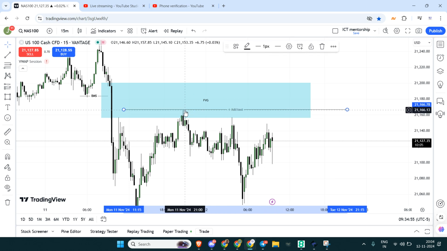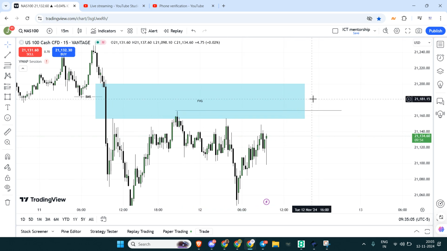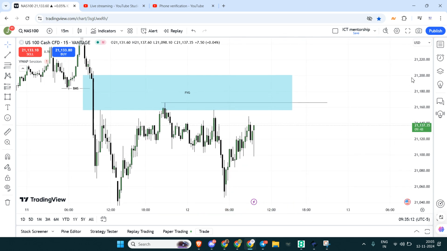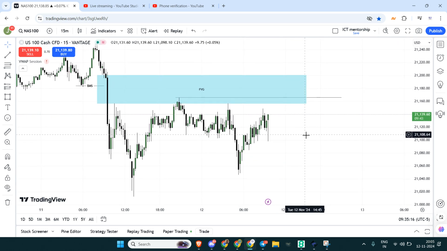This is a swing high at around 21,165. So if price is sweeping this liquidity and giving a 1 minute break of market structure to the bearish direction, then we'll be looking for trades. So just wait for that.